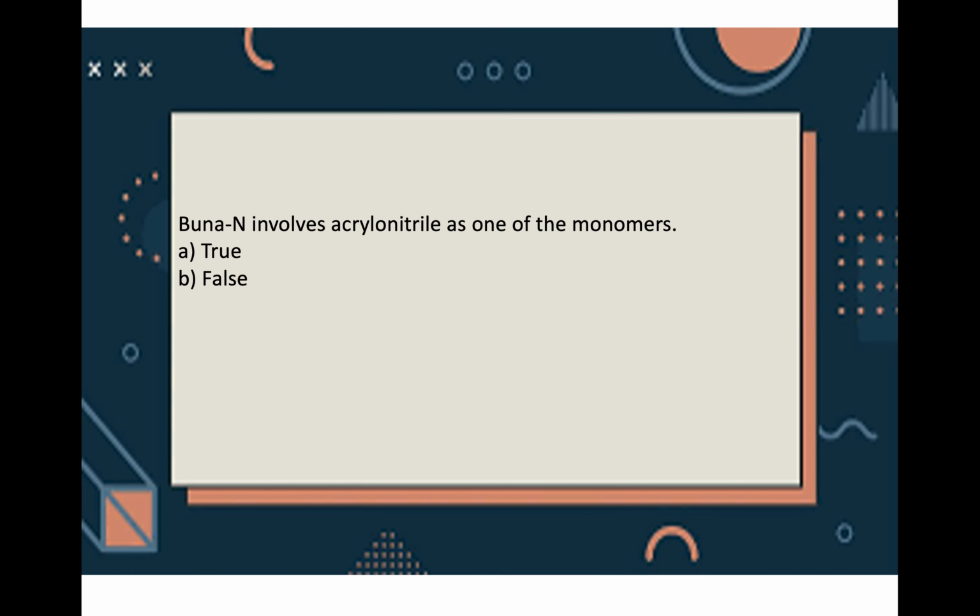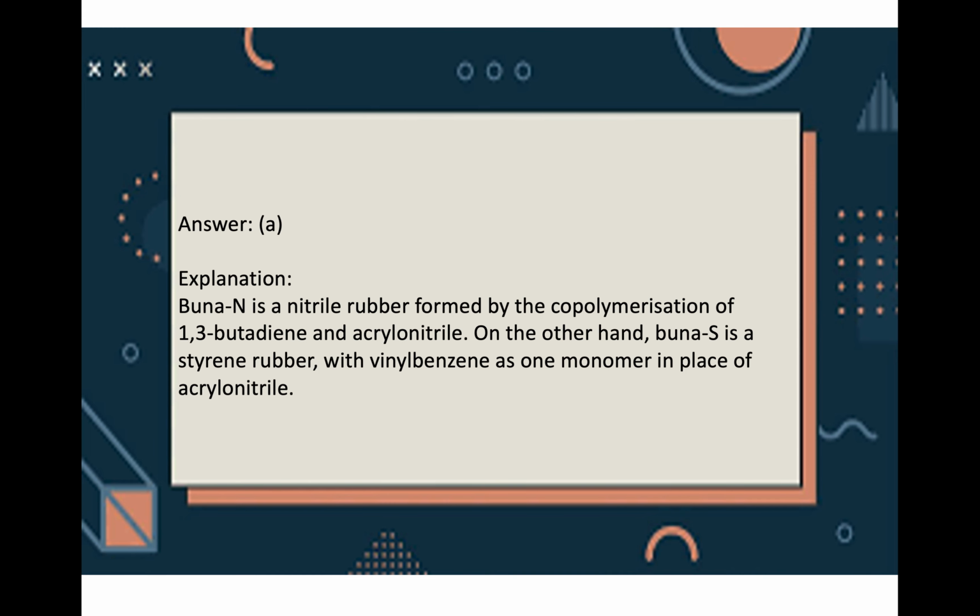Next question: Buna N involves acrylonitrile as one of the monomers. Is it true or false? So answer is true, because Buna N, that is a nitrile rubber, is formed by copolymerization of 1,3-butadiene and acrylonitrile, and Buna S is styrene rubber with vinyl benzene as one monomer instead of acrylonitrile.